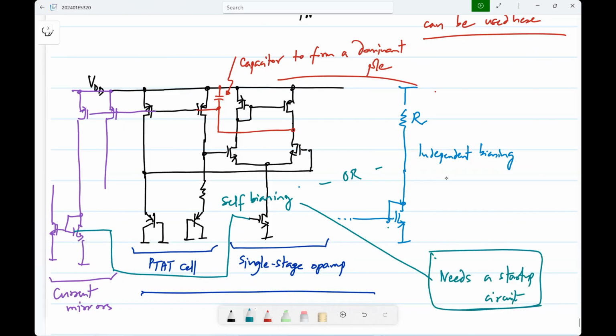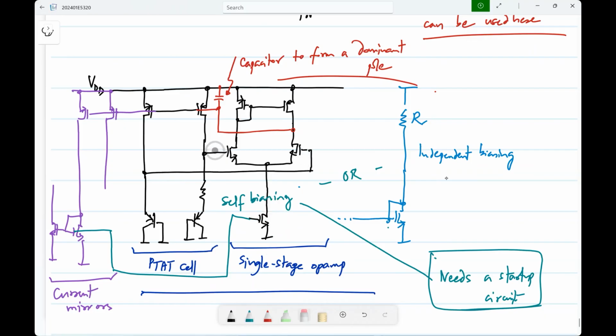Right, so you will still need to make some arrangement to start, because as I clearly pointed out, if these two voltages are zero, even if you have a gate bias here so that it behaves like a current source, if its VDS is zero, it will be in deep triode region, and the op amp itself will be off.